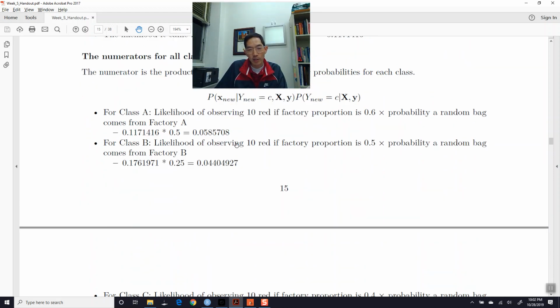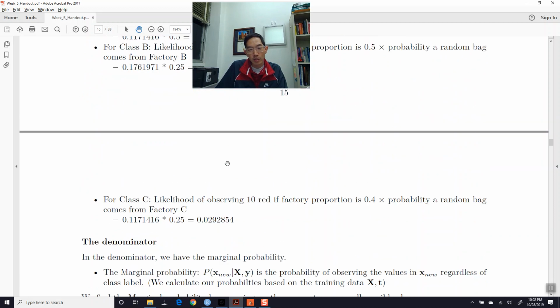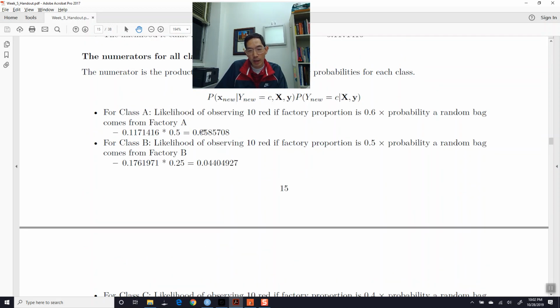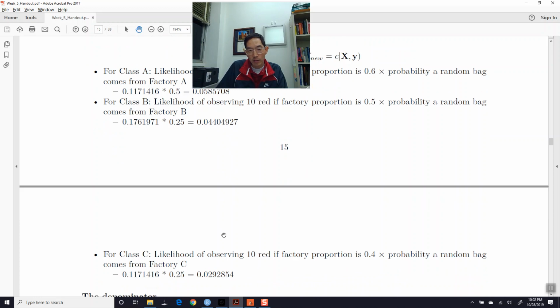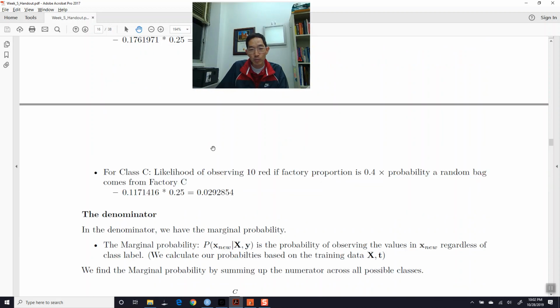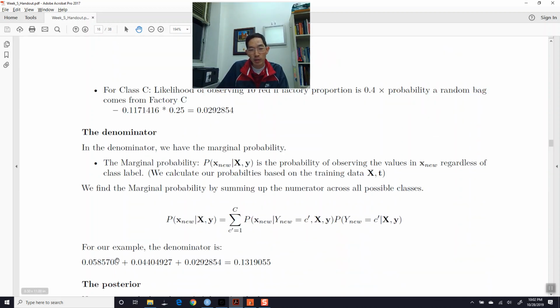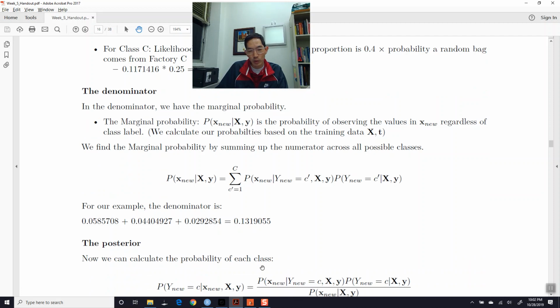Okay, and as far as the denominator goes, we just add up the values of the numerator across all possible cases or classes. So we have 3 possible classes, A, B, and C, and we're going to add them up across all possible classes, and this is going to form our denominator. Okay, so the denominator is just the sum of the numerators across all possible classes. We have 3 possible classes. We calculated the numerator for all 3 classes, and we add them up, and we get this number 0.1319.